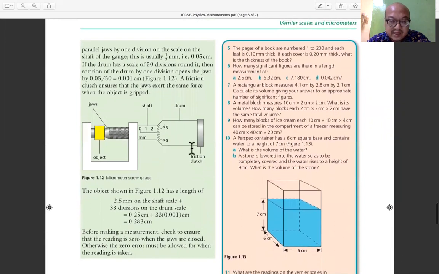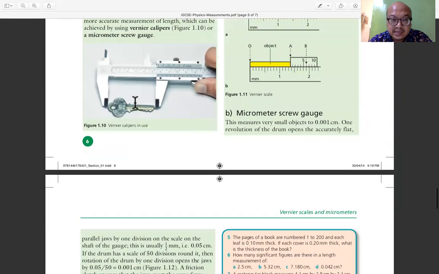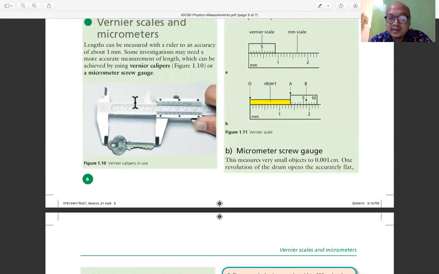Oke, this is Vernier caliper, ya, micrometer screw. And the range length is in millimeter, and Vernier caliper still in centimeter, but a little bit lebih kecil lagi, mengukur lebih kecil lagi.